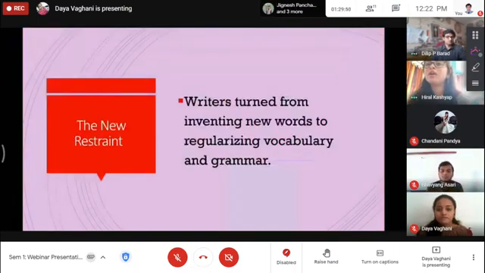The new restraint. Writers turned from inventing new words to regularizing vocabulary and grammar. Complex, boldly metaphorical language, such as Shakespeare used in his major tragedies, is clarified and simplified using fewer and more conventional figures of speech. Mystery and obscurity are considered symptoms of incompetence rather than the sign of grandeur. The structure, like the tone, becomes simpler and more unified.